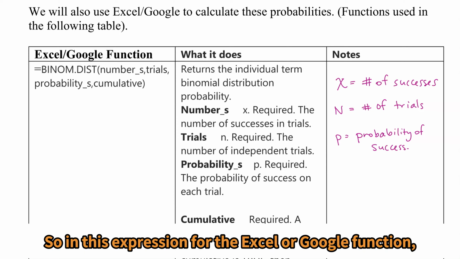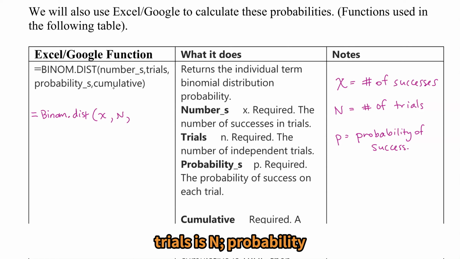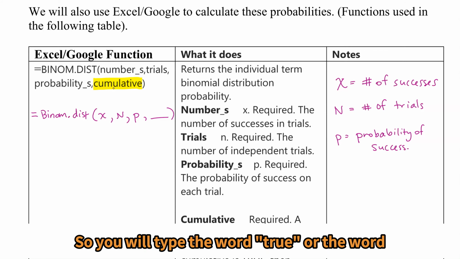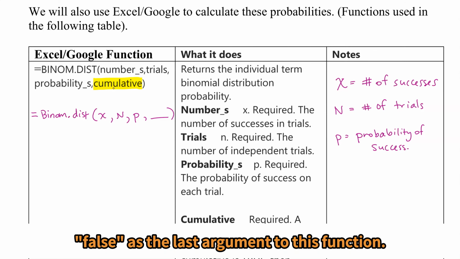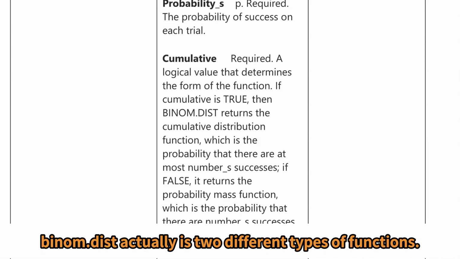So in this expression for the Excel or Google function, binom.dist, number_s is X, our number of successes, trials is N, probability of a success is P. This last argument, cumulative, comes as either true or false. So you will type the word true or the word false as the last argument to this function. In looking at the description for cumulative, this function binom.dist actually is two different types of functions.